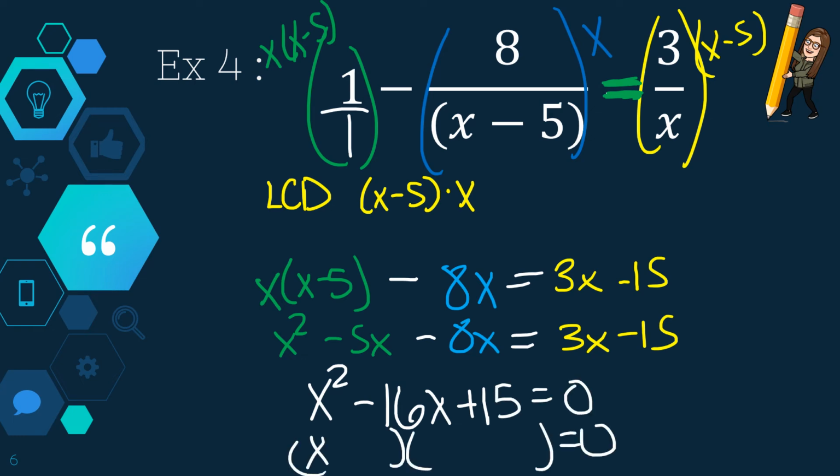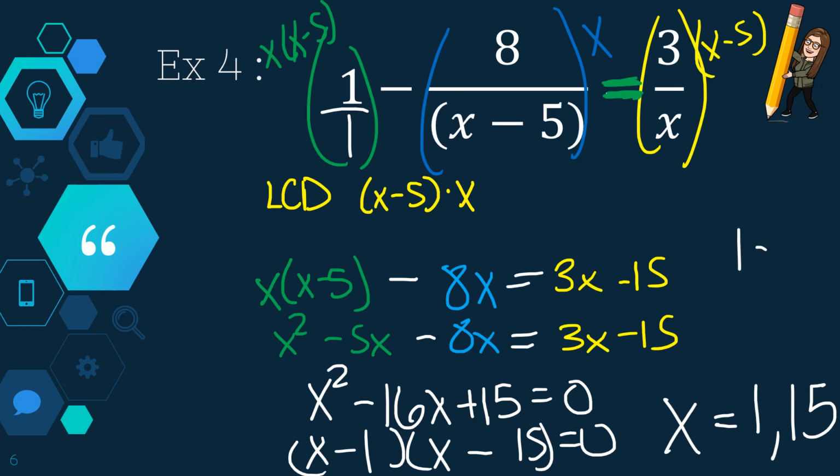I'm going to have factors of 15 that get me to 16. Well, 15 and 1, both negatives. I get an answer of 1 and 15. Now this one's super quick to check. 1 minus 8 over... I'm doing the 1 first, so negative 4, which would be negative 2 equals 3.